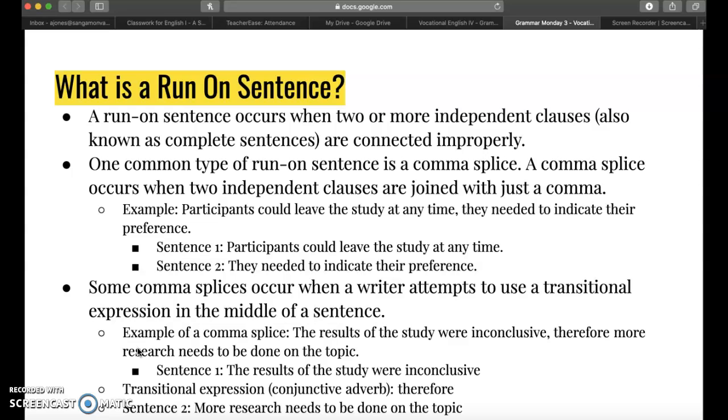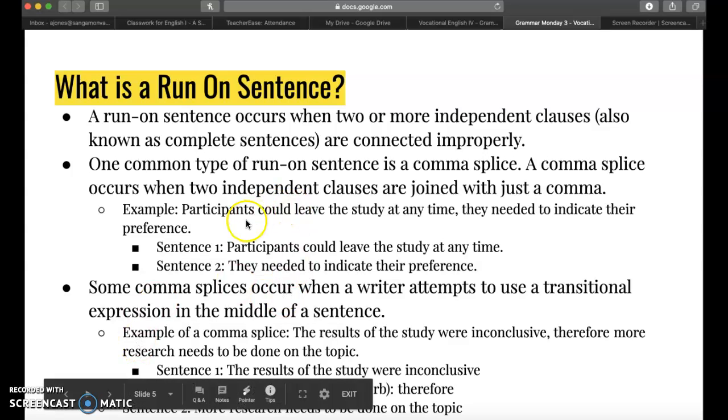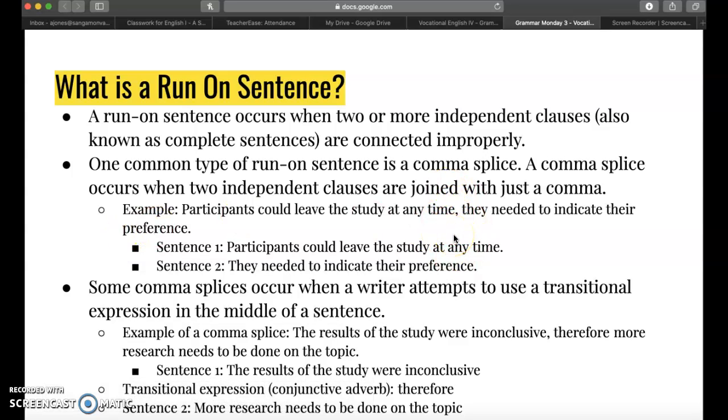What is a run-on sentence? A run-on sentence occurs when two or more independent clauses, also known as complete sentences, are connected improperly. One common type of run-on sentence is a comma splice. A comma splice occurs when two independent clauses are joined with just a comma. So as you can see in this example, these are two complete sentences that are joined with just a comma, making it a run-on sentence. There's nothing to connect them. The comma is not working.